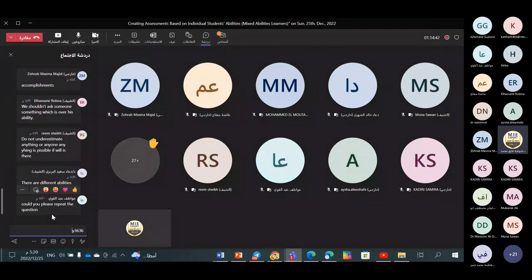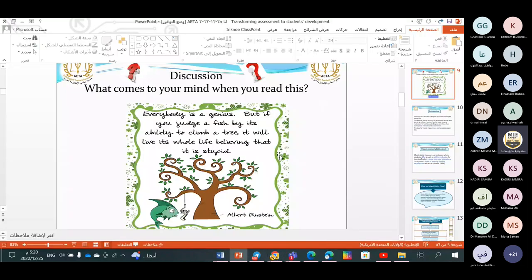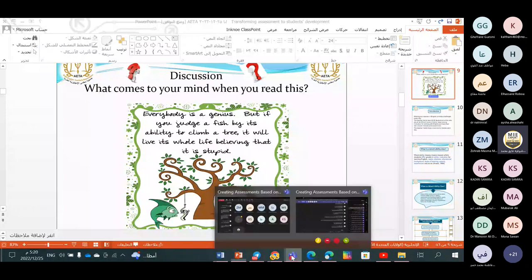Ms. Awatif adds, could you please repeat the question? Yes, of course. Look here. There is a slide, or the photo, that says, everybody is a genius, but if you judge a fish by its ability to climb a tree, it will live its whole life believing that it is stupid. Do you agree with it? Or what's your opinion of this saying? Yes, can you add any more ideas?